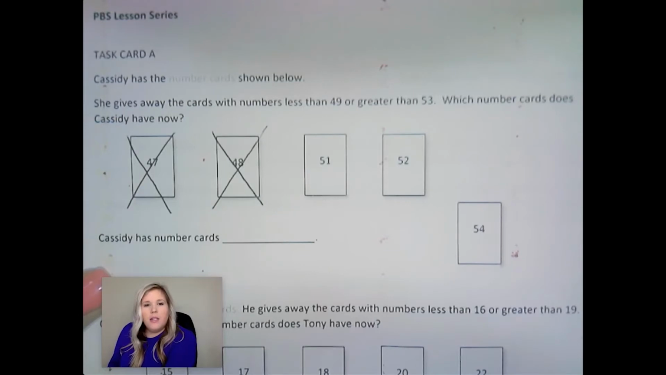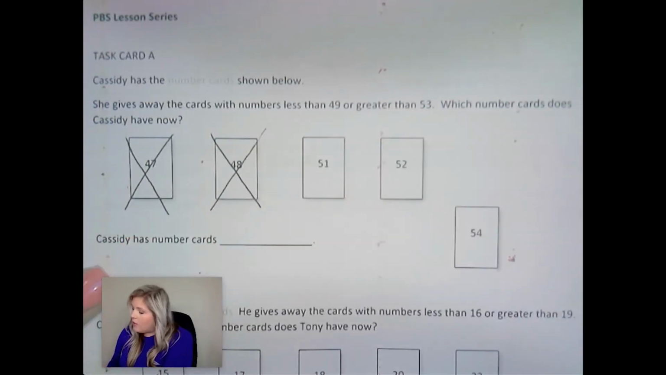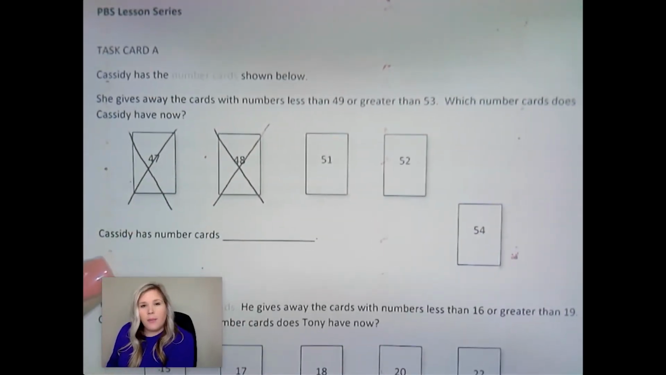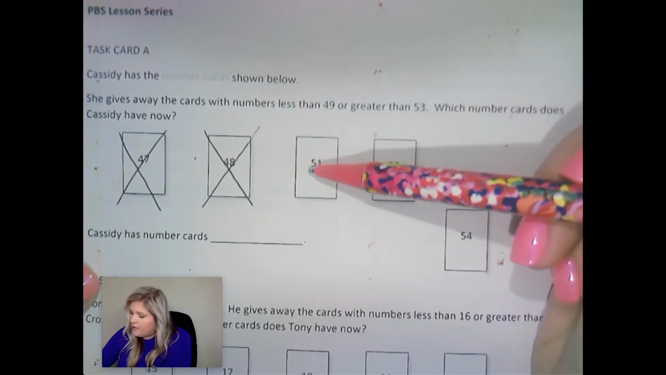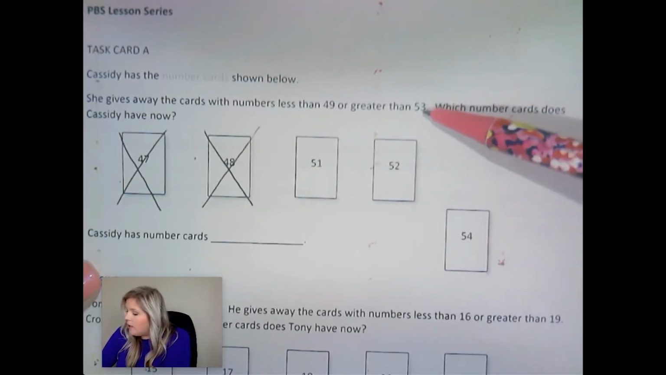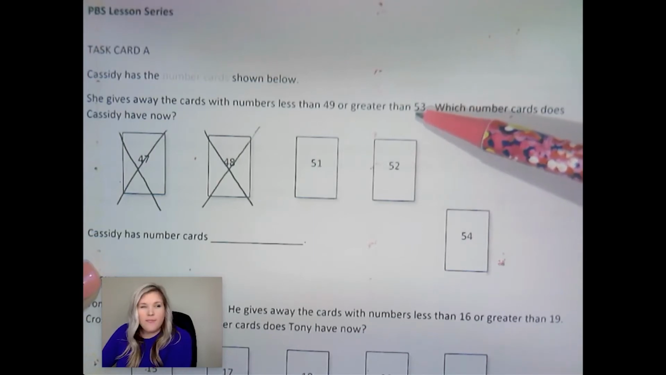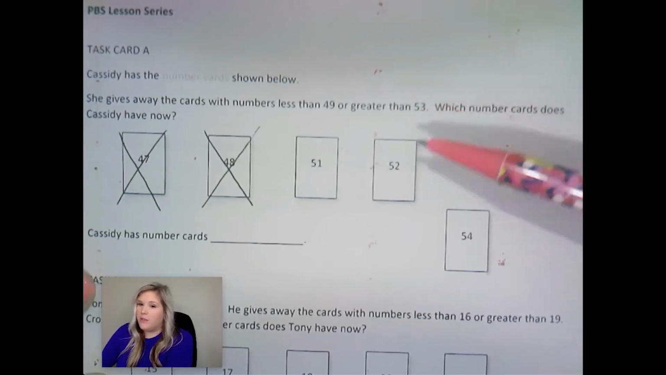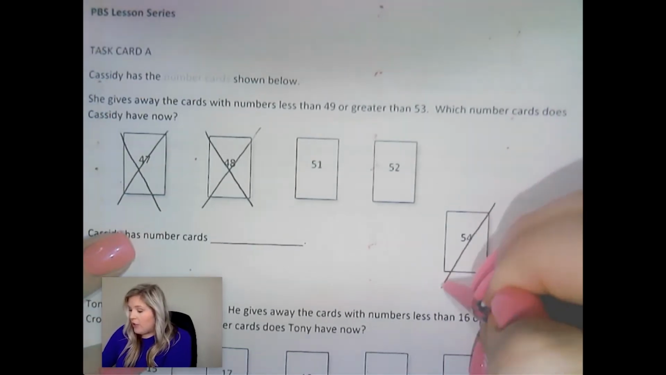But that's not all. The problem also said that she gave away the cards that were greater than 53. So I need to look at the rest of my cards and find the numbers that are greater than 53. 53 has 5 tens. The rest of my cards have 5 tens too. So I need to look at the ones place. Well, 1 is less than 3, so 51 is not greater than 53. 2 is less than 3. So 52 is not greater than 53. But 54, 4 is greater than 3. So 54 is greater than 53, and we need to cross it out.